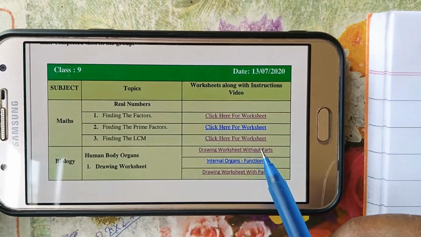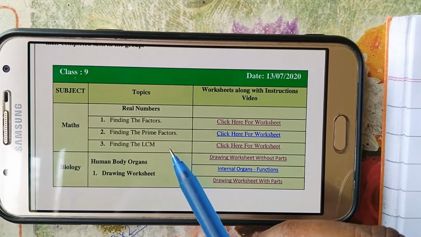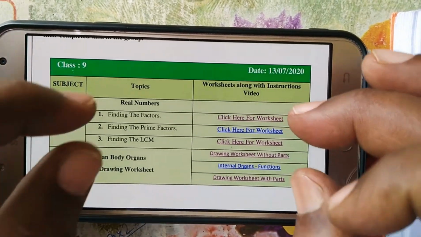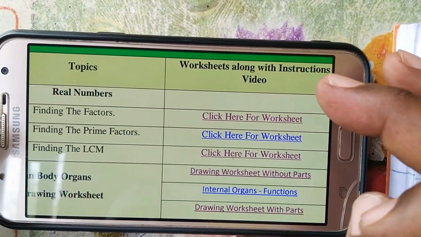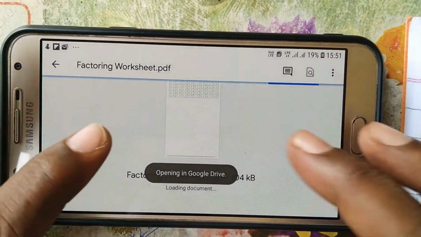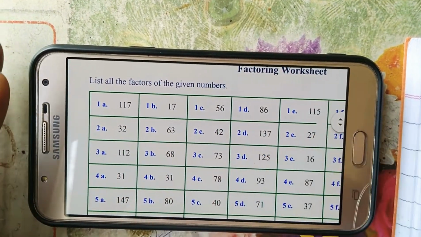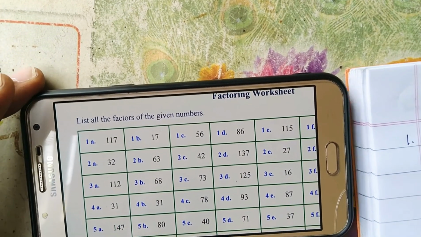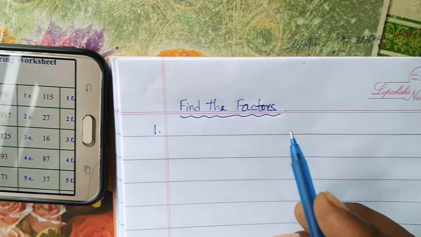Students, I have posted a worksheet in Maths to find the factors, prime factors and LCMs of given numbers. If I click here, I will get a worksheet. In this worksheet, I have given some problems to find the factors, and in the second worksheet I have given some problems to find the prime factors. First I will tell you how to find the factors for a given number.